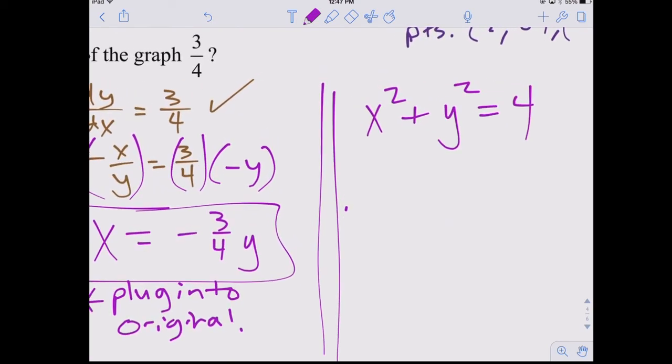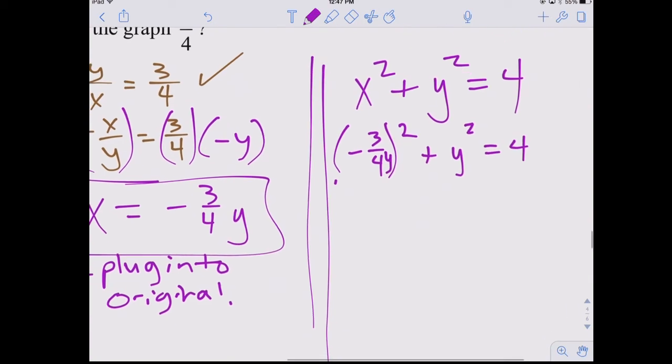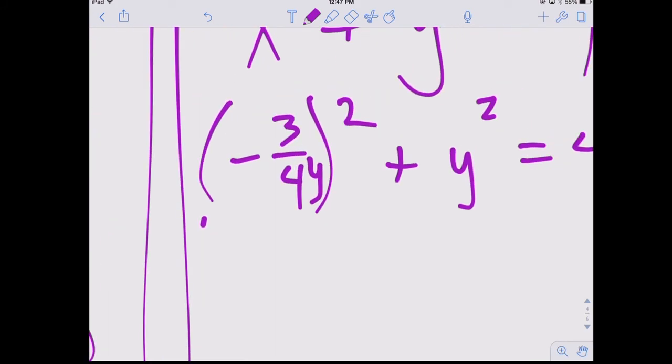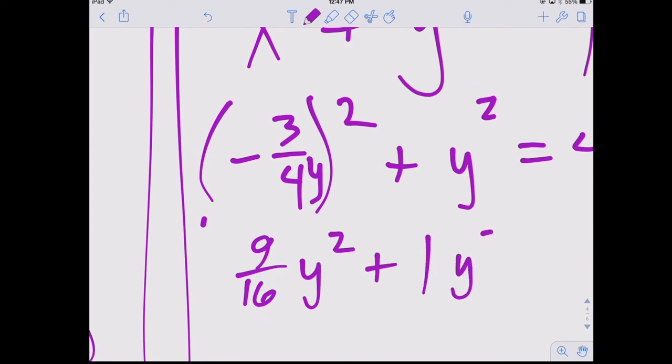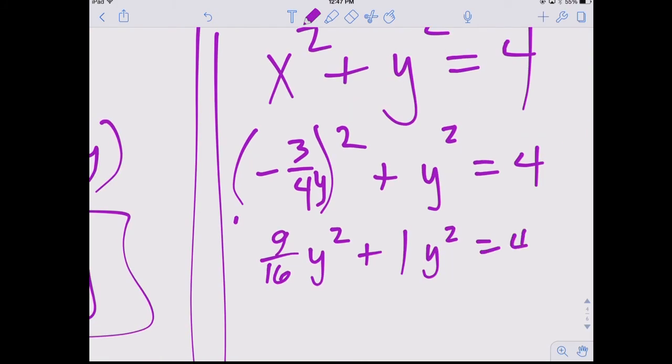So if we do that, we're going to get negative 3/4 y, the quantity squared, plus y squared equals 4. And if you carefully square negative 3/4 y, you get 9/16 y squared plus, I'm going to go ahead and call that 1y squared equals 4. And now if you notice, we have like terms. It's kind of nice that they're both squared.